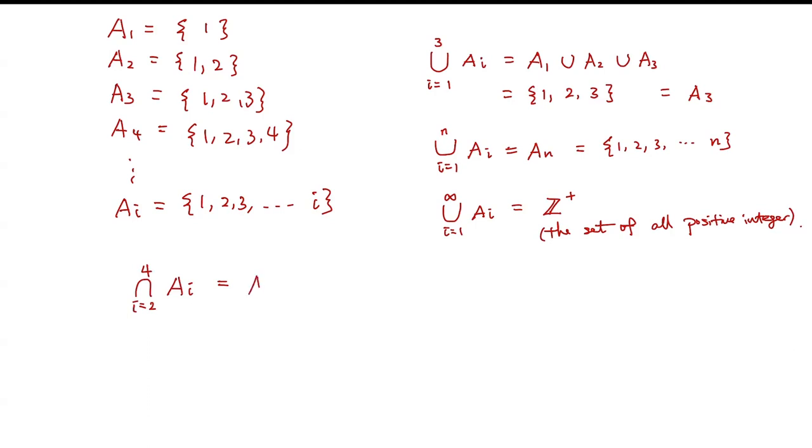So that will be A2 intersect with A3 intersect with A4. Okay, I see people say A4 minus A1. If you do A4 minus A1, A4 minus A1 will give you the set 2, 3, and 4. Is that the answer, 2, 3, and 4?